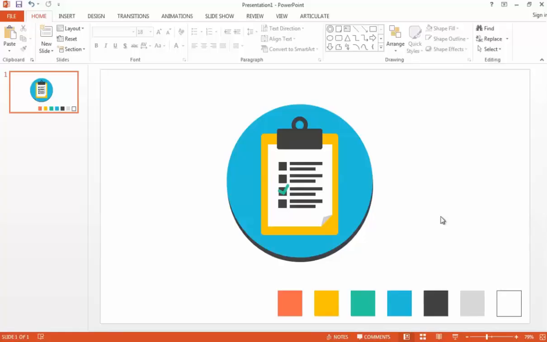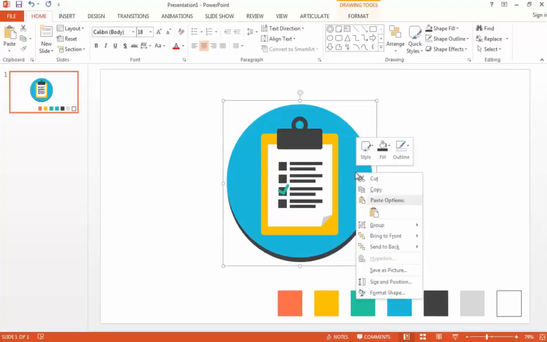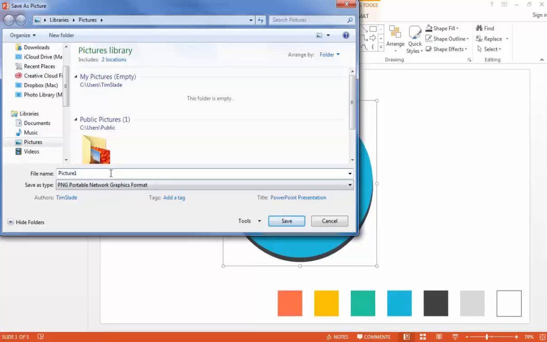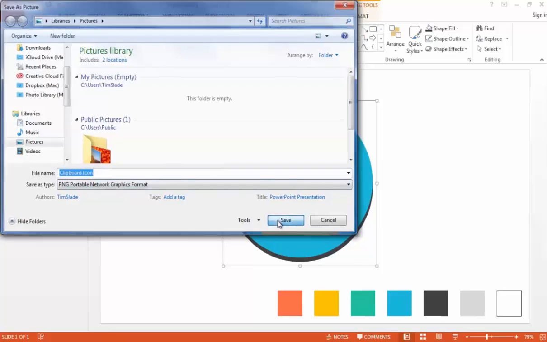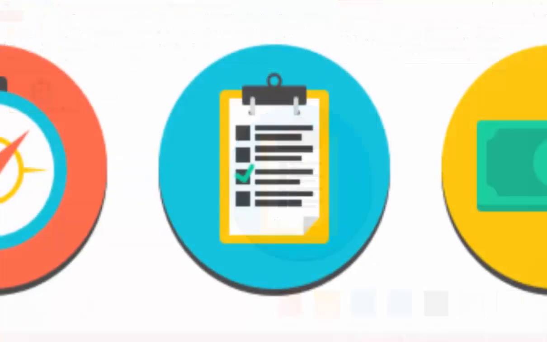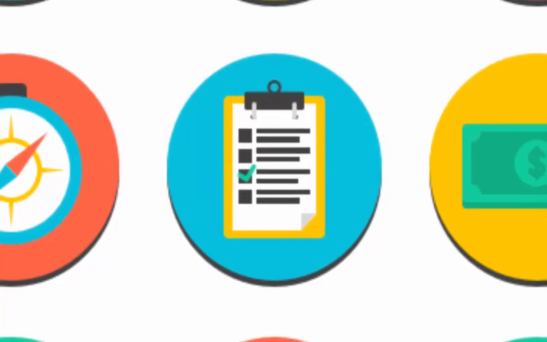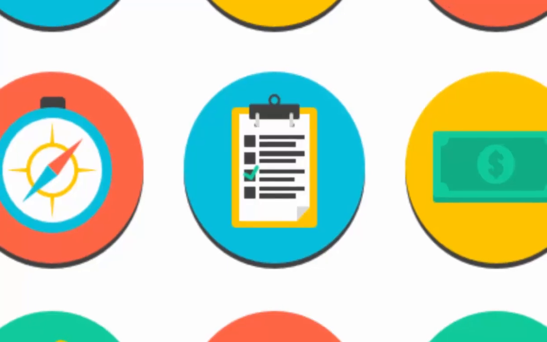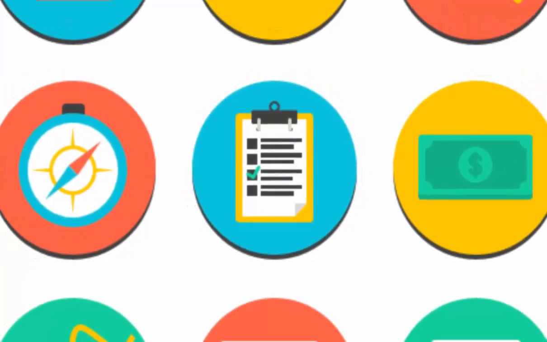Finally, one of the things I love about creating custom icons, or any custom graphics in PowerPoint, is that you don't have to use them just in PowerPoint. I can right-click on this icon and select Save as a Picture. This lets me save the icon as a PNG image, which can be used in another project. Creating custom graphics and icons in PowerPoint is super easy. It's just a matter of figuring out how to use basic shapes to create the graphic you want.